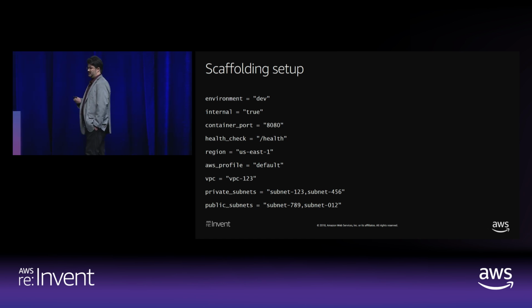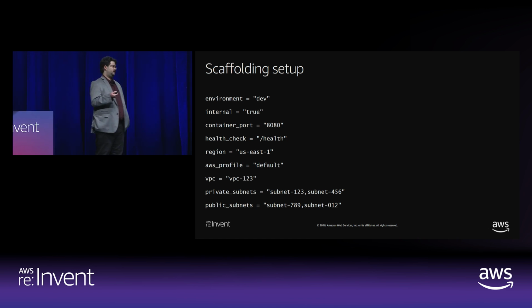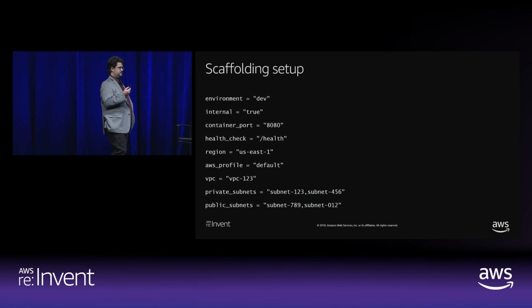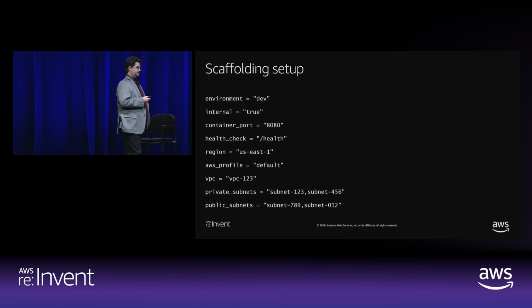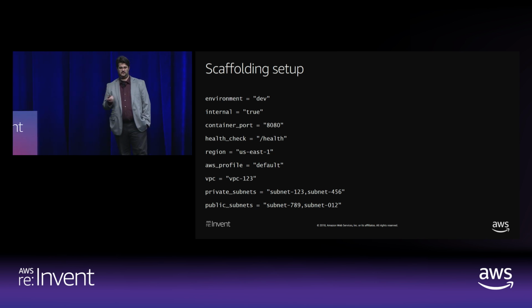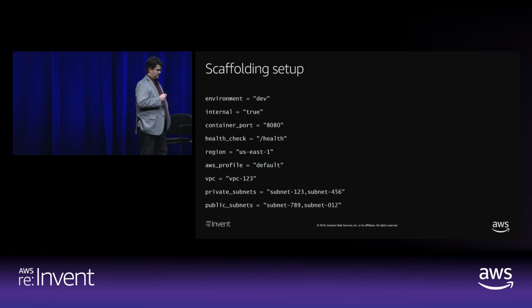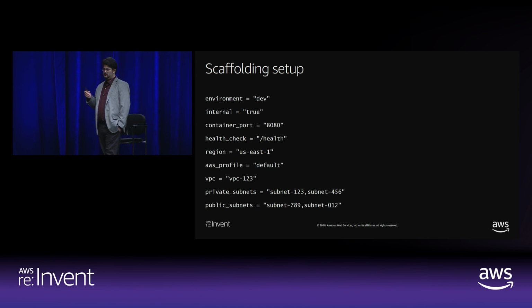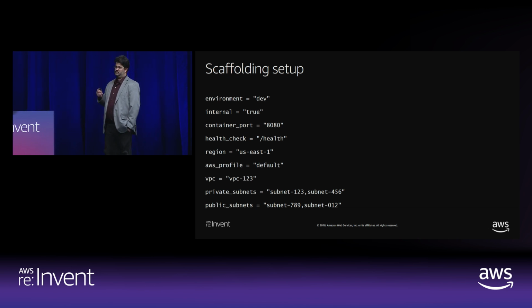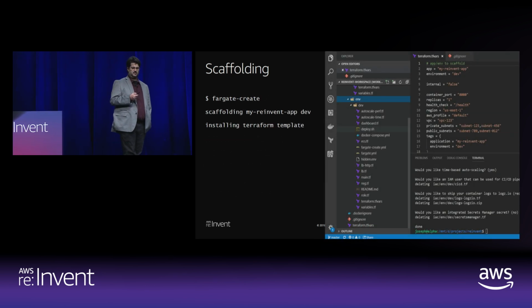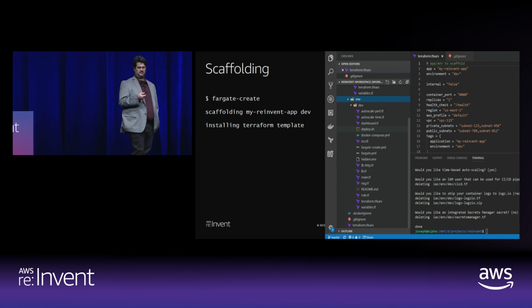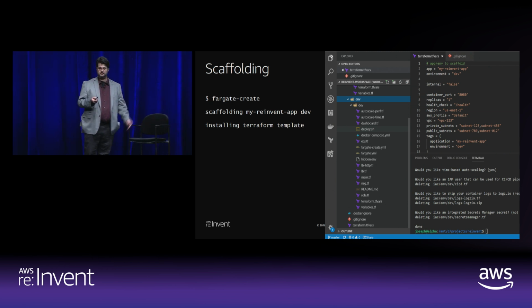So what does this scaffolding look like? It starts off by creating a Terraform TFVars file, and you have to provide a few key properties, like what region you're going to be in, what VPC you want to deploy to, what profile, what the subnets are, stuff like that. And then the Fargate create CLI will take that TFVars file and generate for them an entire stack. The result is you get an entire AWS stack necessary to run, for example, a web server.